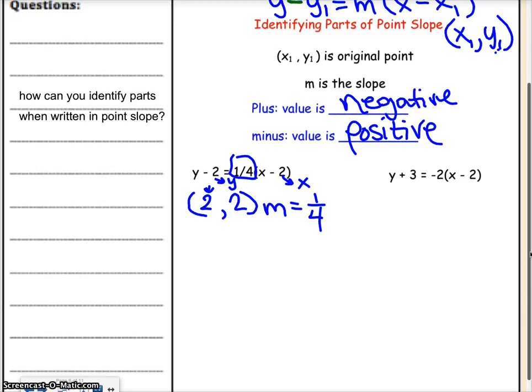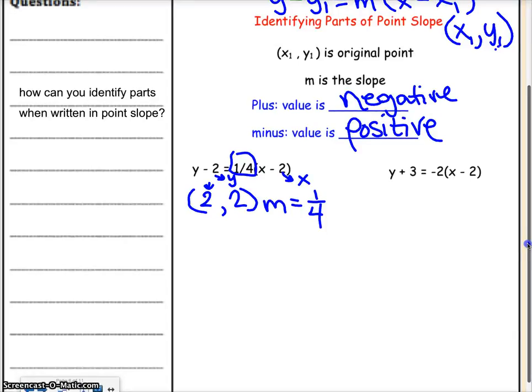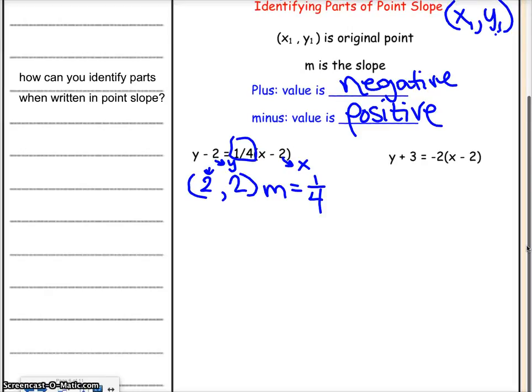I knew the values were positive because they were both minus signs. So see how that's minus? I know my y is going to be positive. So you might want to reference this page of your notes today for your homework. Okay, again, now I'm working backwards. I'm given the equation. Now I need to work backwards and get the point and the slope.